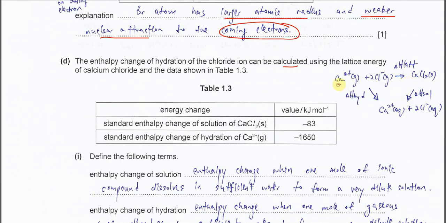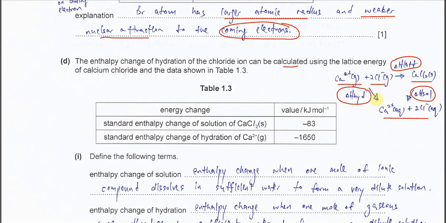We know that gaseous ions can combine and form the solid. So the enthalpy involved is the lattice energy. And we know that the gaseous ions can dissolve in the water to form the solution, so the enthalpy is the hydration enthalpy. And of course at the same time, the solid that forms can also dissolve in water and form the same solution, and the enthalpy involved is the enthalpy change of solution.